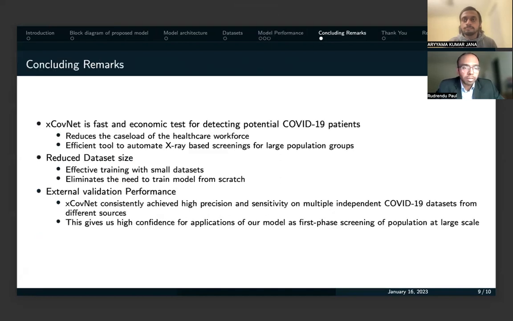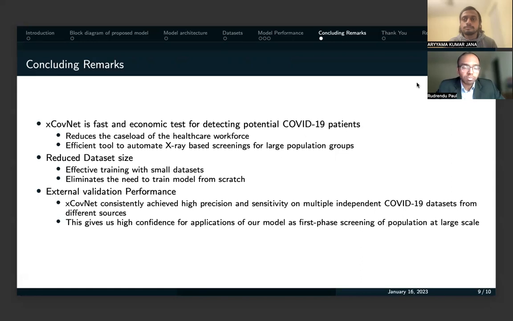Finally, wrapping up, we saw that xCovNet is a very fast and economic way of detecting COVID-19 cases, and it can reduce the workload at different healthcare testing facilities during peak travel times. It also uses digital X-ray images, which are very cheap and can be performed very efficiently at different centers. The second thing we saw is the reduced size of the dataset. Because we are using a pre-trained model architecture, we required a very small dataset, and we didn't have to train the models from scratch. That also saves significant training time.